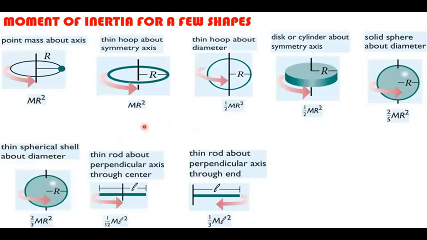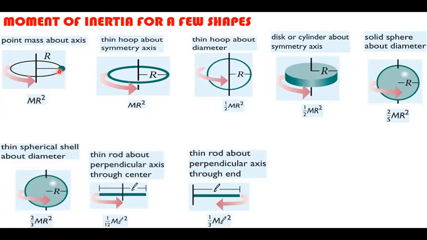And there are some shapes whose moment of inertia equations we should remember. First one is point mass about axis. What does point mass mean? If an object follows a circular path, like this one, that is, if it is in circular motion, revolving in an orbit, then this object will have a moment of inertia mr squared.